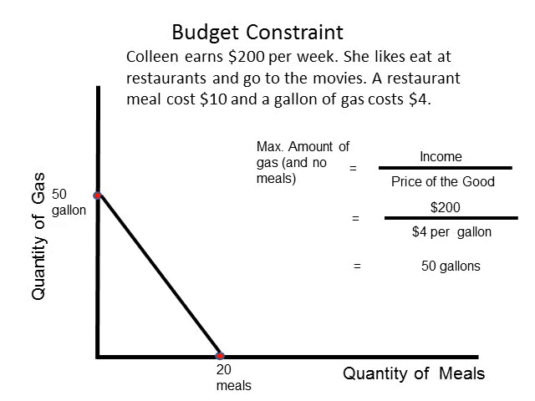Once the maximum amount of meals and the maximum amount of gasoline are calculated, a line can be drawn between the two values. The line between the two maximum values of consumption represents the budget constraint. Economists often refer to this line as the budget line or the budget constraint line. One question that needs to be considered is what happens to the budget line if the price of one of the goods changes.